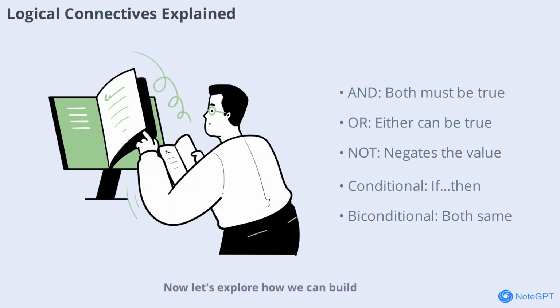Now let's explore how we can build more complex statements using logical connectives. The 5 basic connectives are: and, conjunction, symbolized as ∧; or, disjunction, symbolized as ∨; not, negation, symbolized as ¬; if, conditional, symbolized as right arrow; and if and only if, biconditional, symbolized as left right arrow.